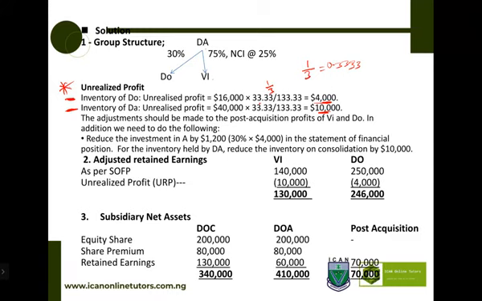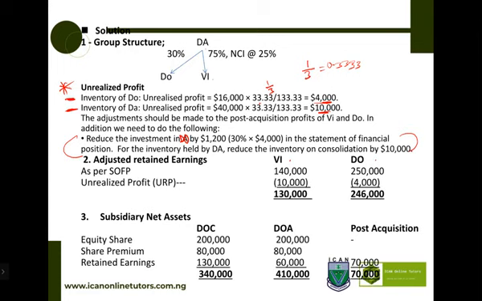The adjustment should be made to the post-acquisition profit, remember, of V and of DO. In addition, you also need the following: reduce the investment in DO by the 30% of the 4,000. Don't worry about this one. Don't worry about that. You will see it when we get there.